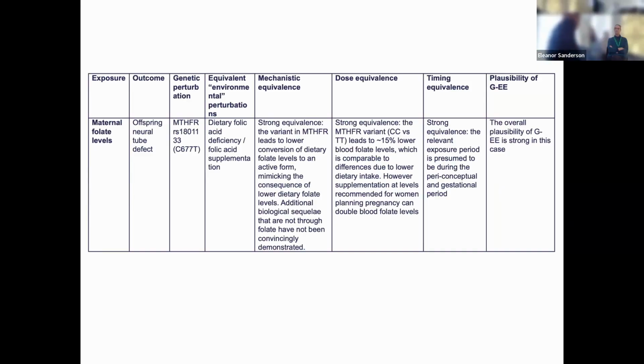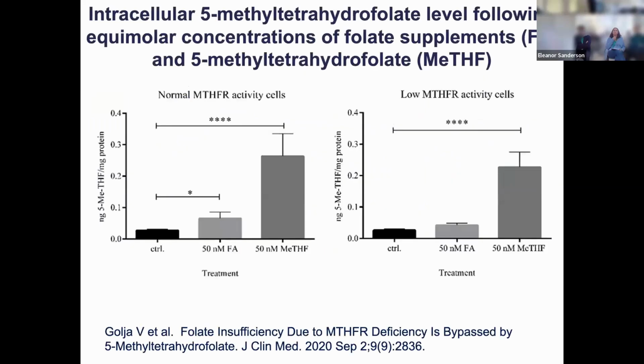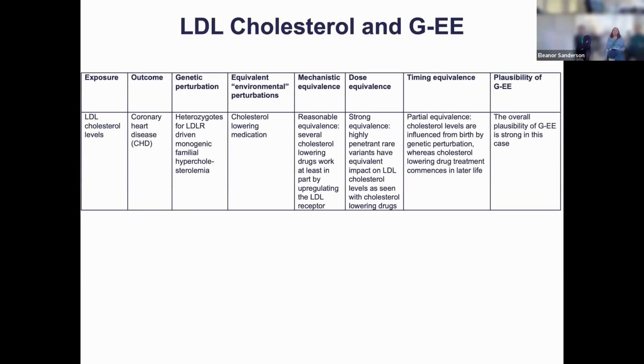In that situation, the exposure you're interested in is maternal folate levels, the outcome is neural tube defect, the genetic perturbation is this MTHFR variant, and the equivalent environmental perturbations are dietary folic acid deficiency or folic acid supplementation. The mechanistic equivalence is strong, the dose equivalence is reasonable in terms of the folic acid supplementation and the effects of the genotype, and the timing is equivalent because it's the maternal folate that matters, and the mother's genotype will influence the maternal folate whilst she's pregnant with the offspring. So in that situation, you have strong equivalence, with lots of beautiful cellular data demonstrating that.